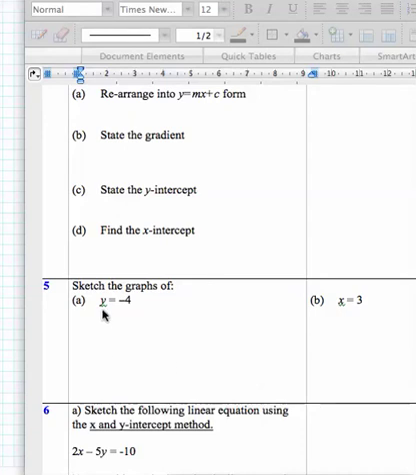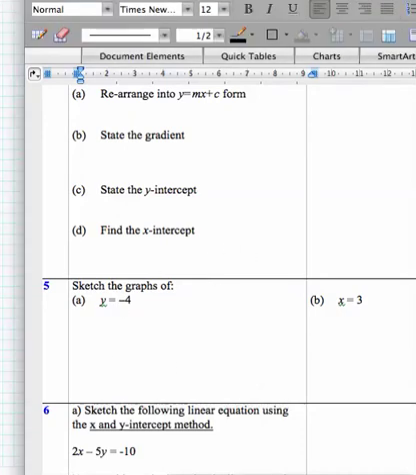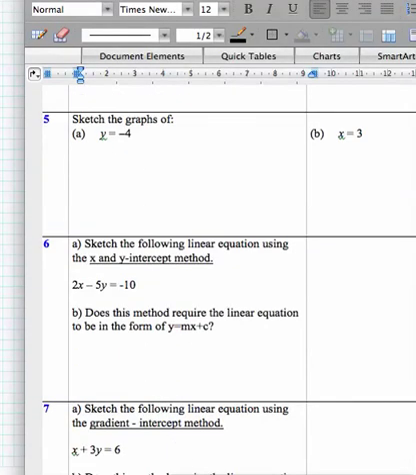Now, next question, question 5. It asks us to sketch the graphs of these two. And if you remember the first question, whenever you only see one variable, in this case I only see a y, not an x, it should give you a hint. We're either going to have a horizontal line or a vertical line.